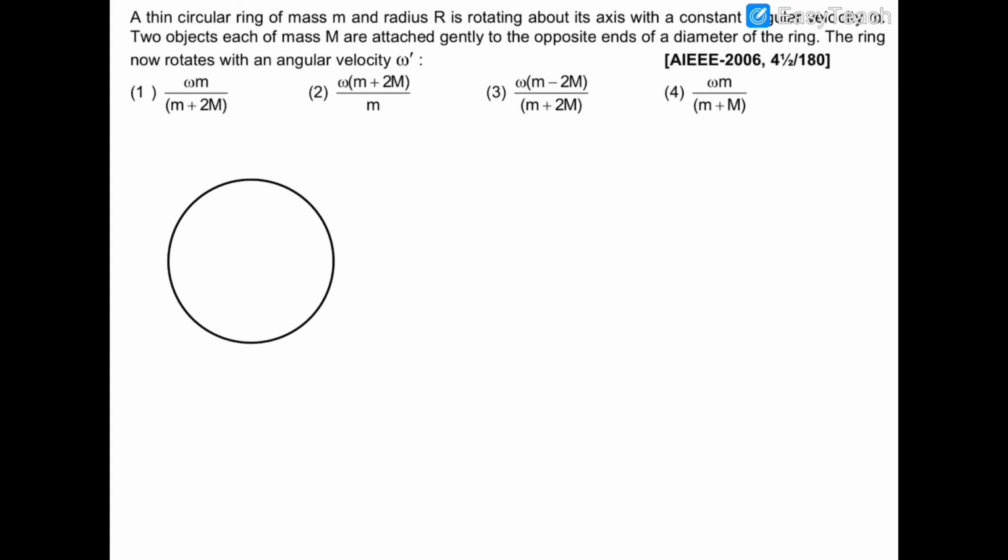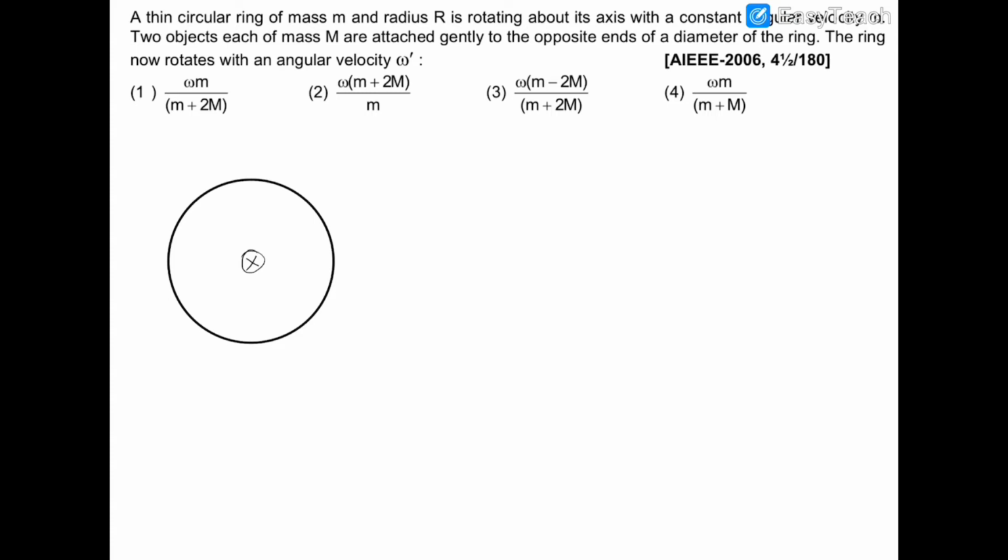In this question, you can see that there is a thin circular ring of mass m and radius r. This ring is rotating about its central axis with initial angular velocity of omega, and two masses of each mass capital M are gently attached on this and this end of the ring, and we have to find out the new angular velocity of the ring.